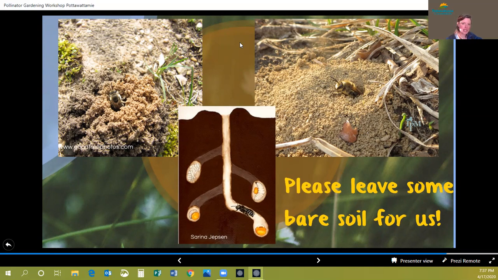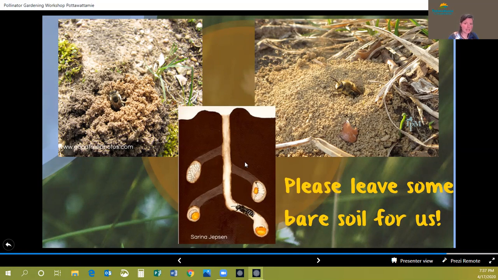So 60% of our native bees, and again, we're just talking about bees, there's tons of other pollinators, 60% of them are burrowers. That's a hard word to say. They burrow underground and make these chambers where they lay their eggs. It's pretty cool. But they can't do it if there's not bare ground. Even 1 inch of mulch can cover the soil enough that they can't get through it because they're just these little tiny bees. They can't move mulch.